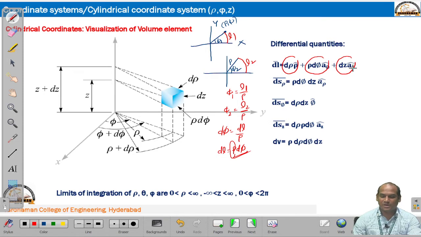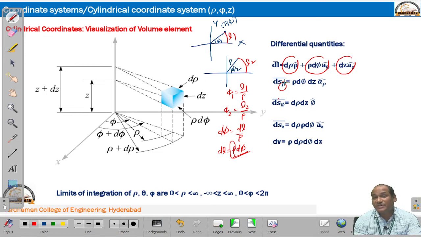Now, surfaces: we have three surfaces. ds rho is the differential surface in the rho direction, ds phi is the differential surface in the phi direction, and the differential surface in the z direction is given by ds z. For any surface, the direction of the surface is perpendicular to it. Here, the direction of this particular differential surface is the rho direction. That means a rho is perpendicular to that particular surface.